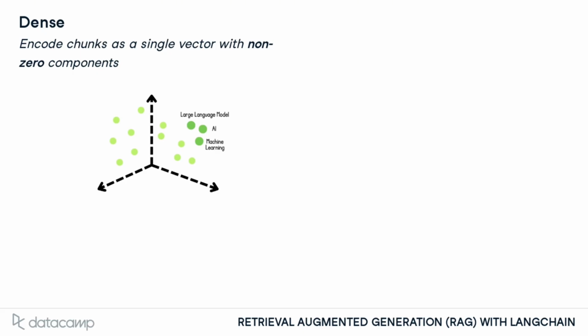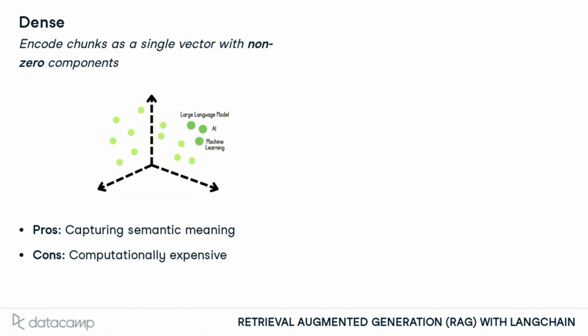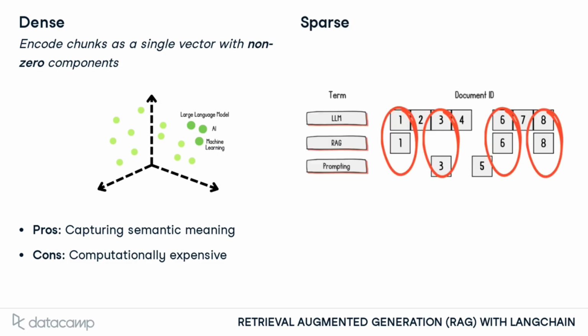Dense retrieval excels at capturing semantic meaning, but the embeddings can be computationally intensive to create and query, and may struggle with capturing rare words or highly specific technical terms. There is also sparse retrieval, which is a method of finding information by matching specific keywords or terms in a query with those in documents.